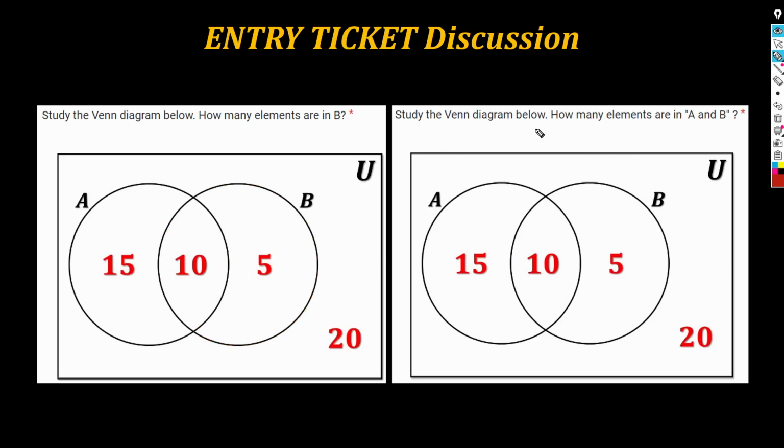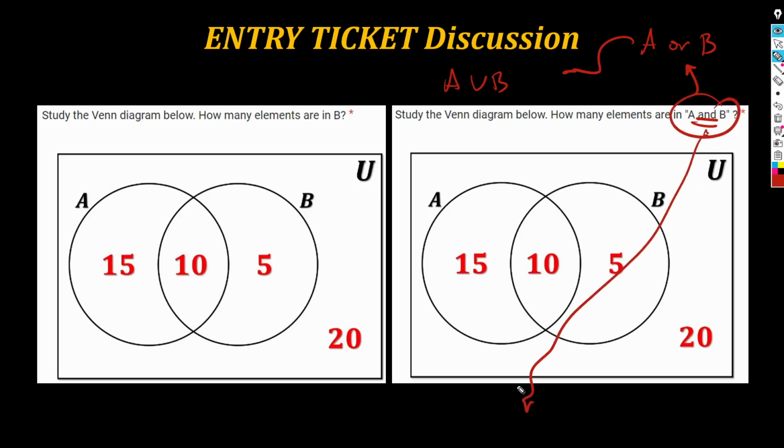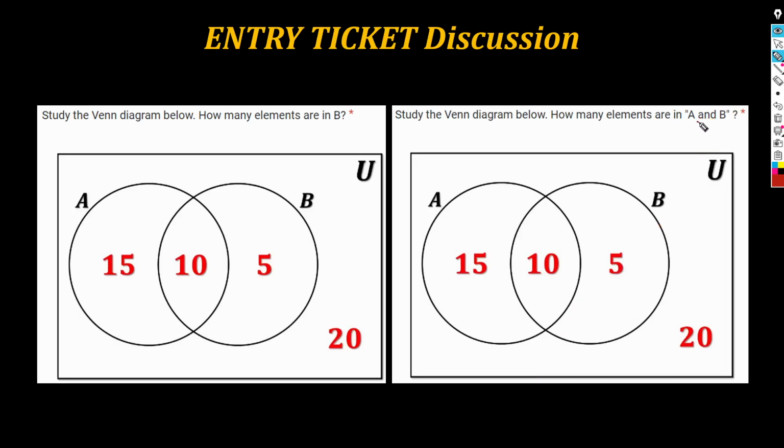And then I think this is the last one. How many elements are in A and B? Remember, yung A and B, as opposed to yung kanina na A or B, which pertains to the union of A and B. Now, literally, A and B, the conjunction and, pertains to intersection. Now, an element has to be in both sets A and B. So how many elements are in A and B? We look at the intersection right here in the middle. My answer is 10. Tama, no? Napakadali naman yan. Kaya natin yan.